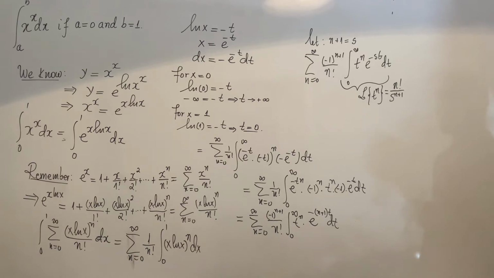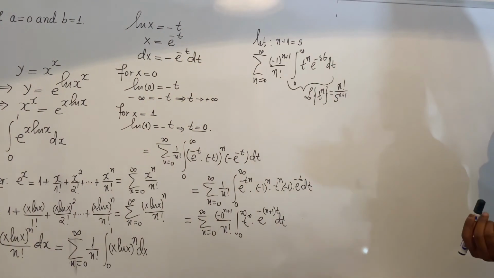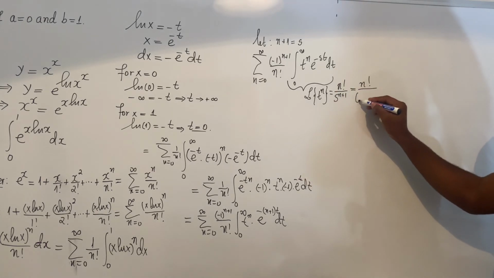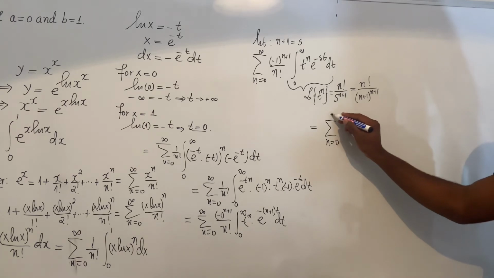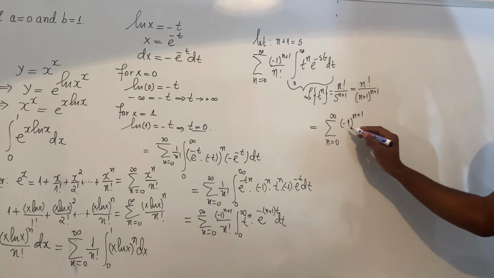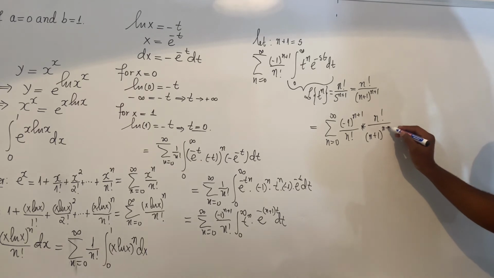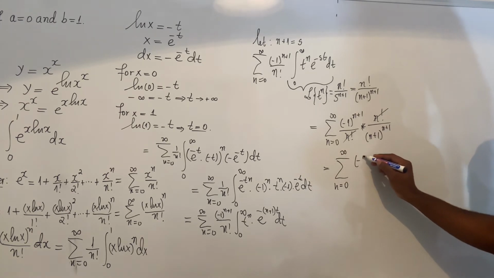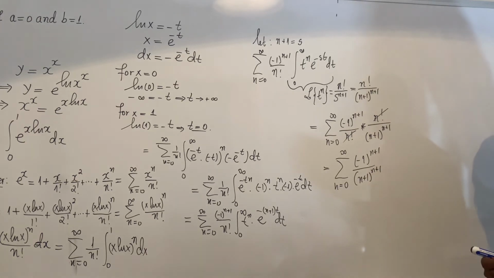But the thing is, we were not given this problem with respect to s. So that means we have to substitute back the true value of s, which is n plus 1. So this will be equal to n factorial over n plus 1 to the power n plus 1. So then the final answer will be minus 1 to the power n plus 1 over n factorial times n factorial over n plus 1 to the power n plus 1. They cancel out. The sum for n equal to 0 of minus 1 to the power n plus 1 over n plus 1 to the power n plus 1. Okay, so this is the solution of this integral.